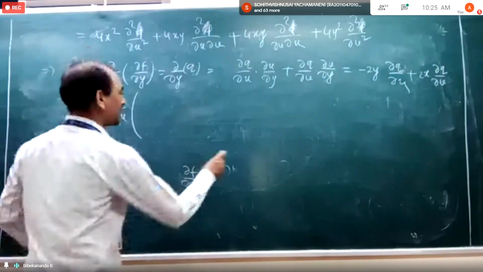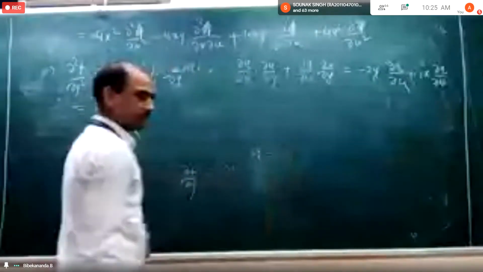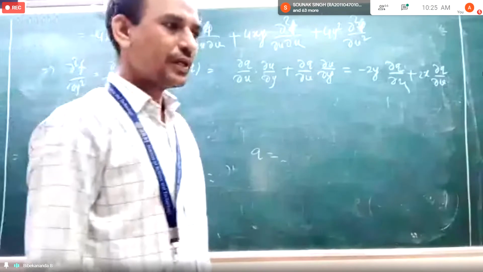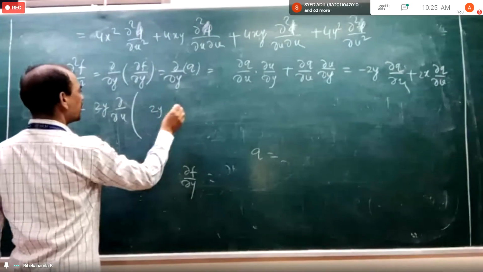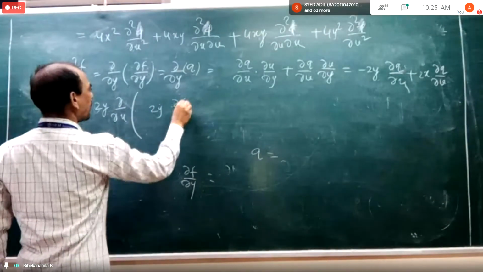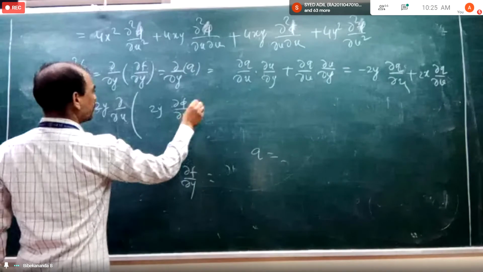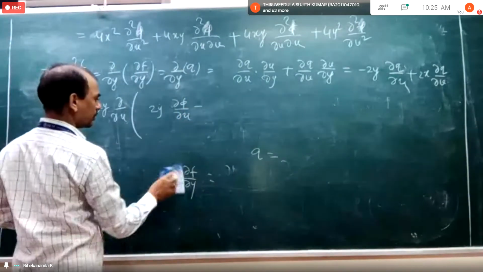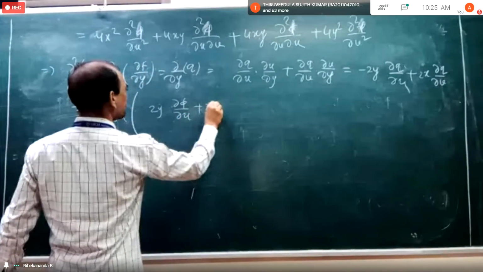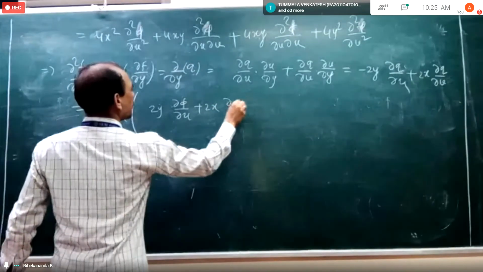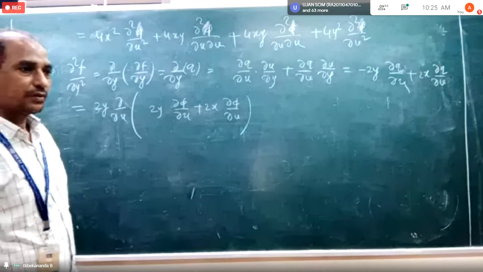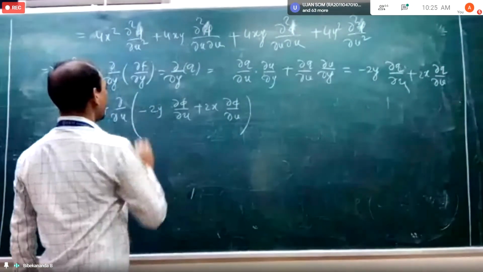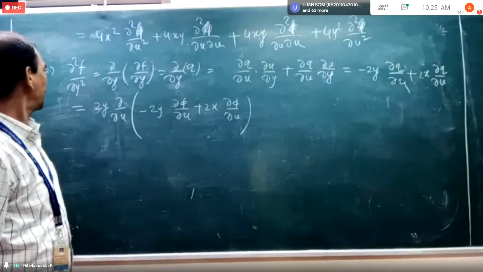I am asking what we consider q. What is the value of q? Minus 2y ∂phi/∂u. Yes, tell me. Minus 2y ∂phi/∂u, plus 2x ∂phi/∂v. Yes, this is our q. Minus 2y, sir. Yes, sir. Minus 2y. Okay.